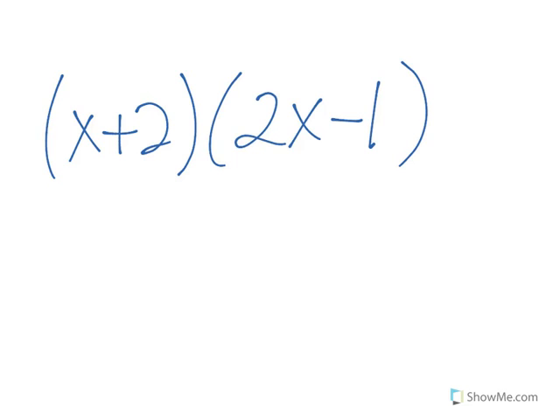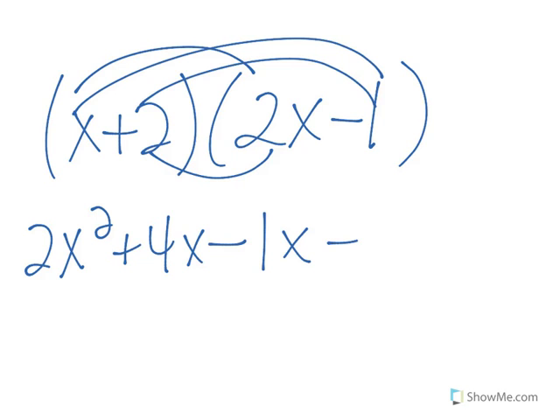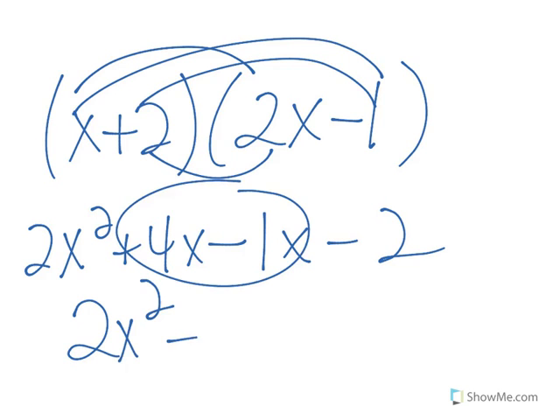And I'm just going to make sure we end up with the same answer. So we have 2x squared plus 4x minus 1x minus 2. And you'll see that's 2x squared, combine like terms, plus 3x, minus 2. So we do end up with the same answer, and that's how we check it.